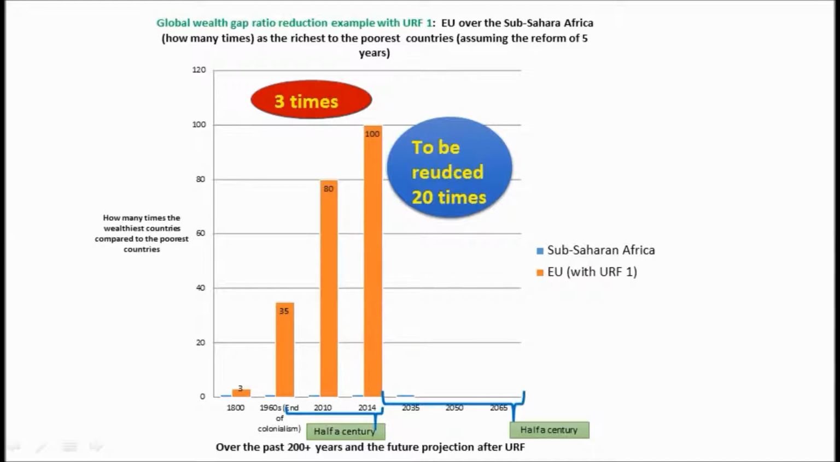Over the past half century, the inequality globally, in terms of economically, yes, inequality increased 3 times. But with the USL, with the URF1, once established from the United Nations, over the next half century, it's going to be reduced to 20 times. Of course, it's going to become a much better world. It all starts with the education revolution with the USL.